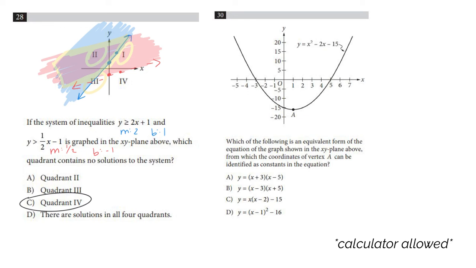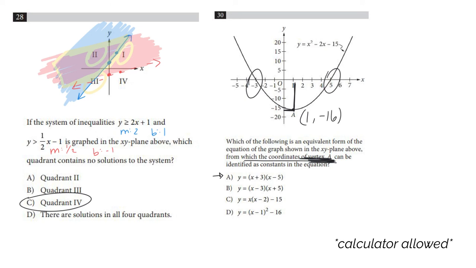Number 30 almost tricked me. When I looked at this, I wanted to say that this is negative 3, this is 5. I could put it in intercept form, and I could call it A. The problem with that is it's not asking for intercept form. It wants to know which of the coordinates of vertex A can be identified. Well, here's vertex A. This is 1, negative 16. It looks like it could be negative 15, but it's just a little bit further past. So that coordinate is 1, negative 16.